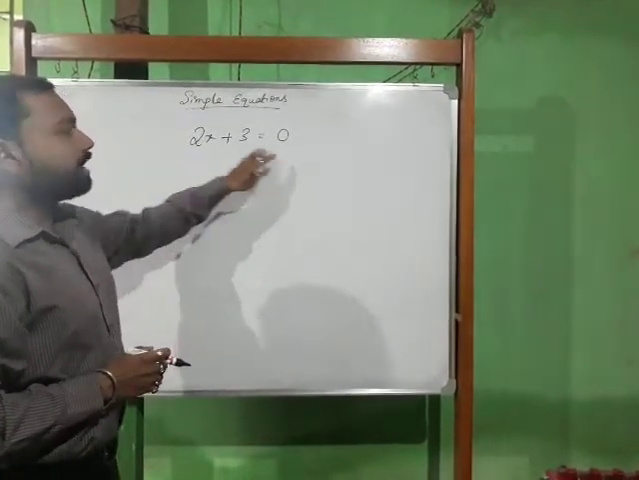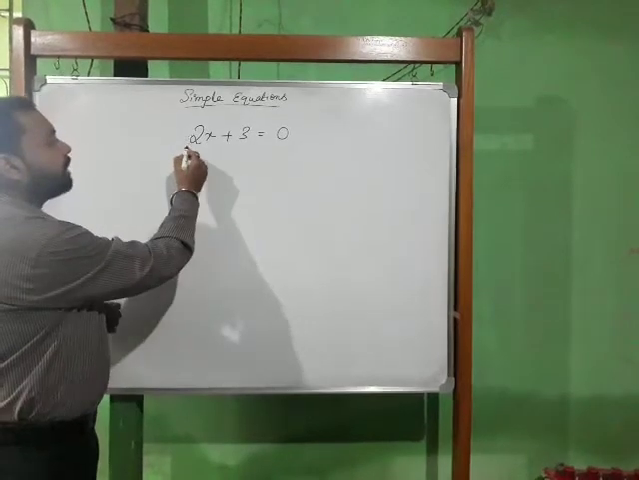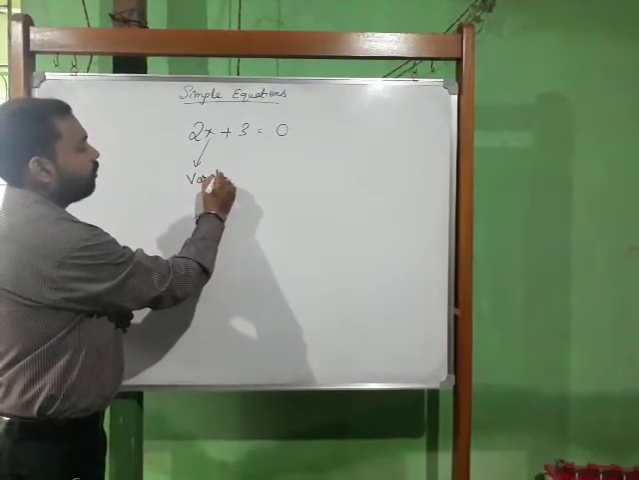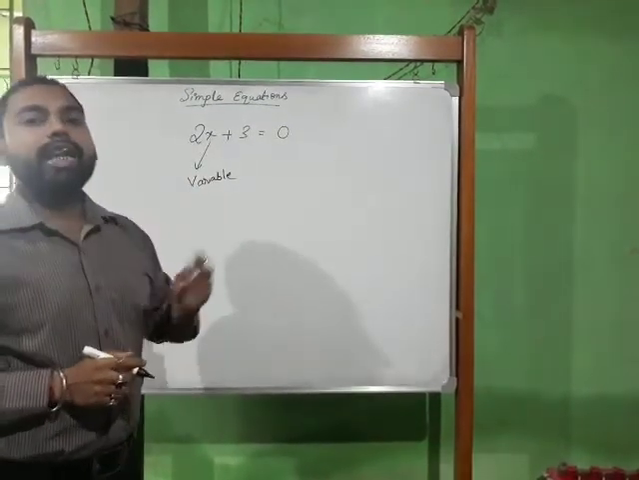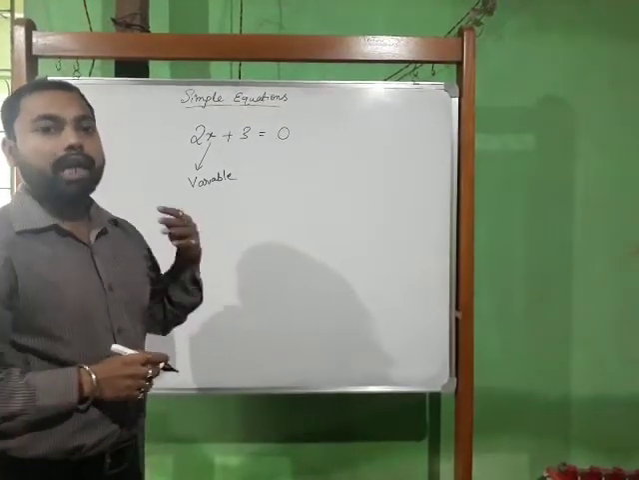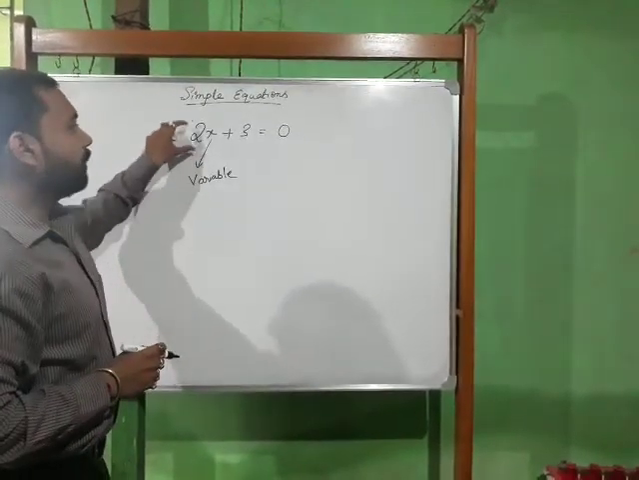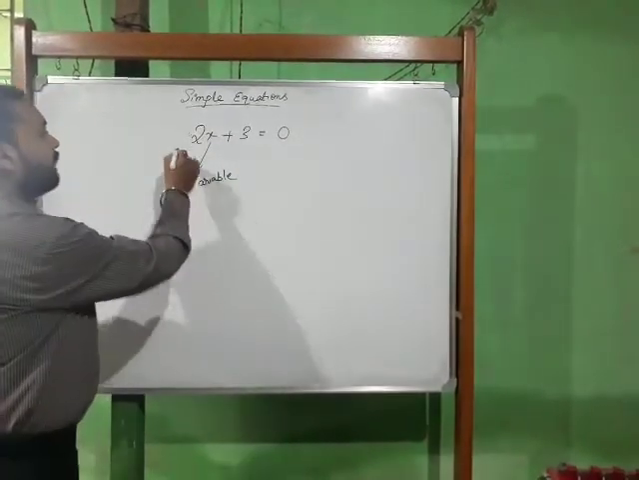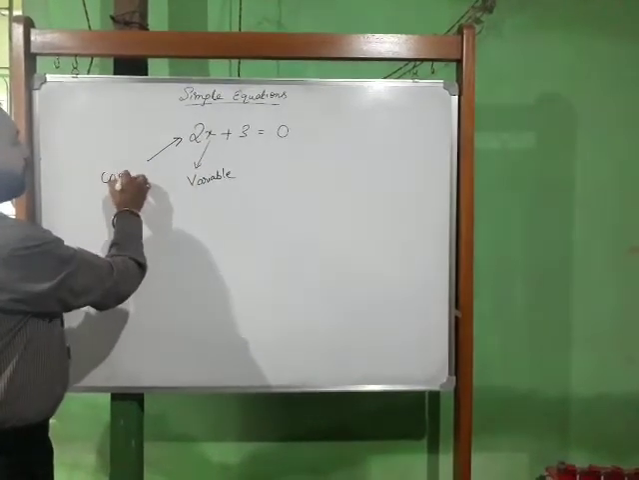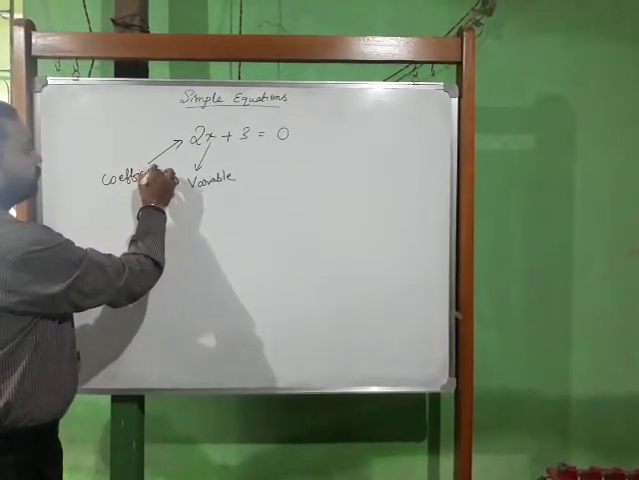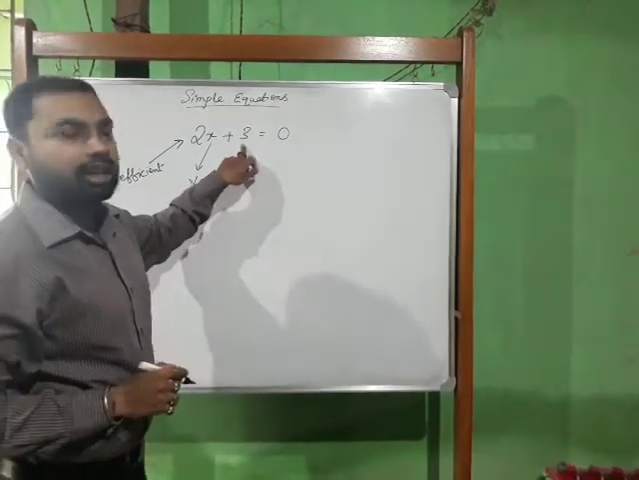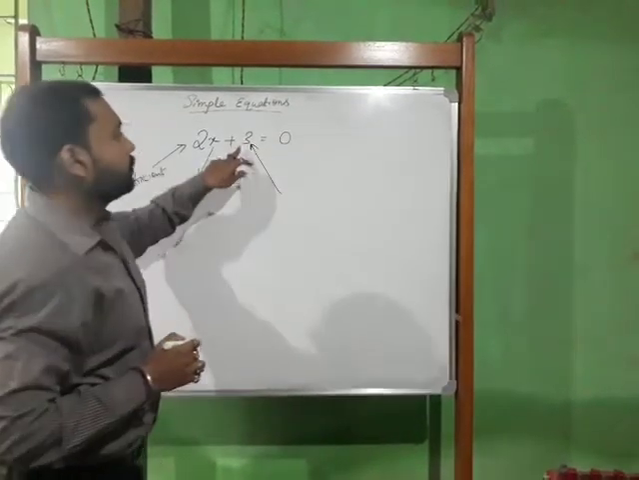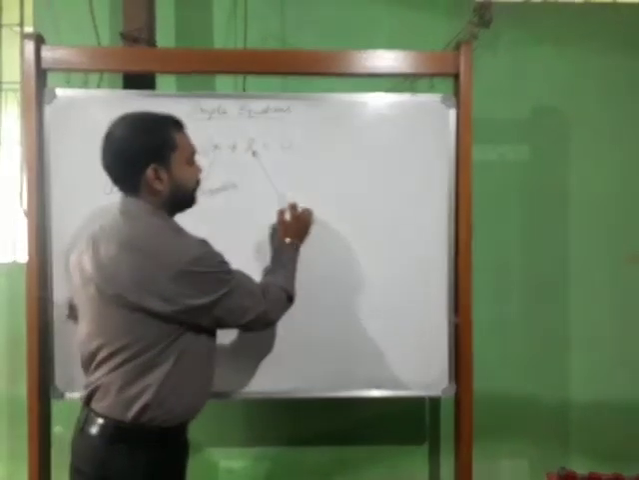Now in this equation, let me explain what this x is called. Here x is called the variable. So I have taken x as the variable. You can take y, z, a, b, c as you like. Now the numerical number which is associated with the variable is called the coefficient. And the number where there is no variable is called the constant.